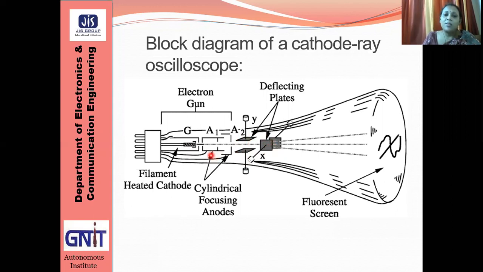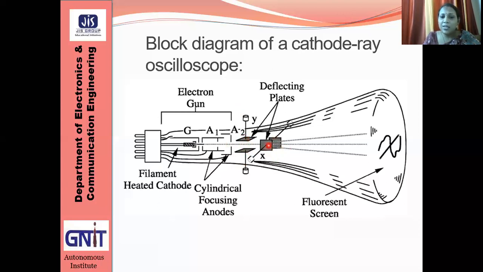Why? Because of what happens to the electrons passing through these vertical and horizontal plates. If we connect a potential difference across these vertical plates, what will happen? The electron beam passing through these vertical plates will experience a force in the up and down direction, and automatically it will move up or down. So the deflection will be vertical.